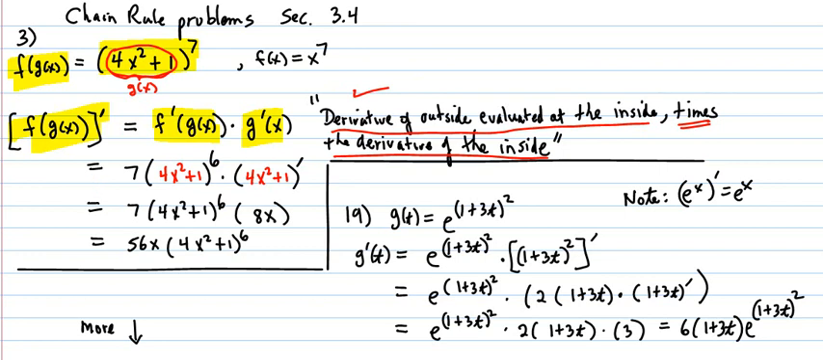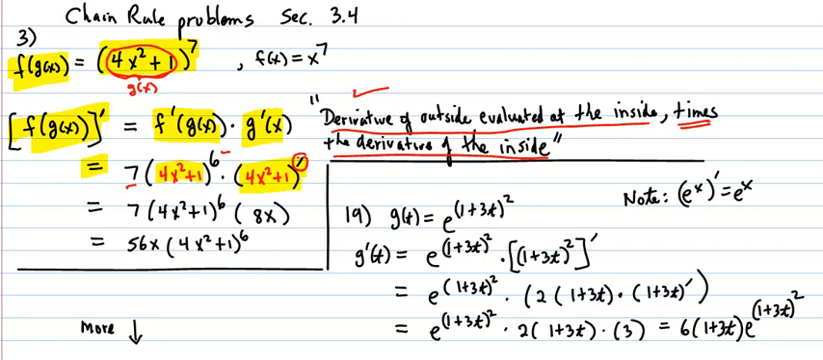This is equal to the derivative of the outside, which is the f function, is 7 down in the front. Decrease the exponent by 1 to 6. Evaluated at the inside, times the derivative of the inside. And this is where the prime notation comes in really handy again, because here you have your prime right here.